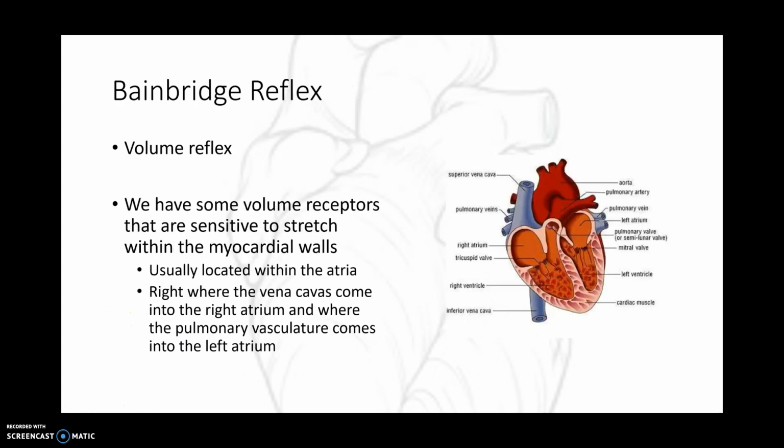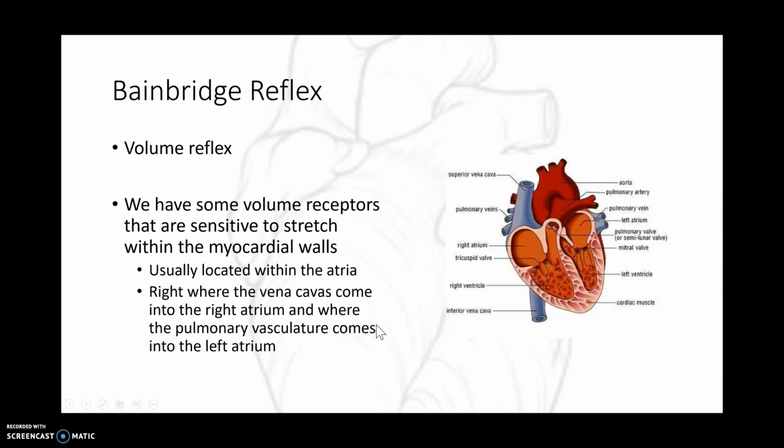Okay, next we're going to talk about the Bainbridge reflex. This is considered a volume reflex. We have some volume receptors that are sensitive to stretch within the myocardial walls. These are located within the atria, actually right where the vena cavas come into the right atrium, and where the pulmonary vasculature comes into the left atrium over here. So those are where those volume receptors are located.